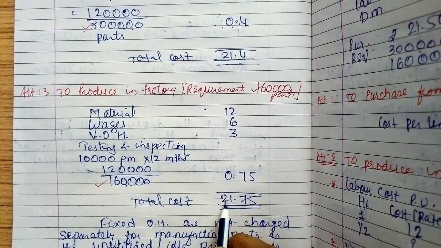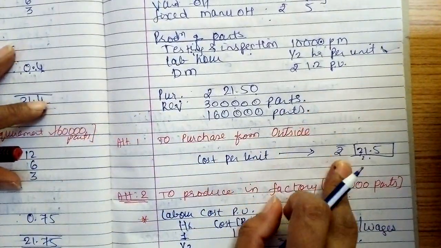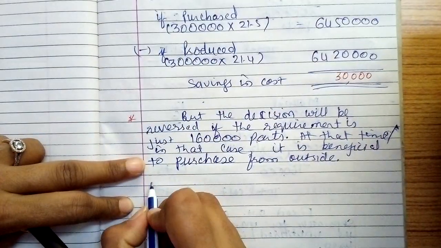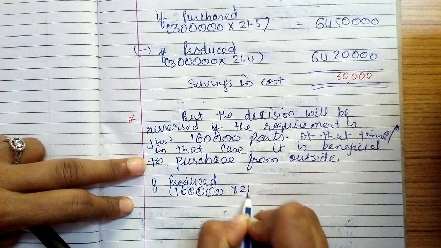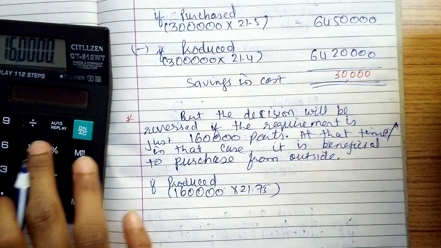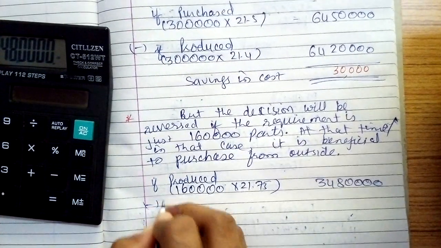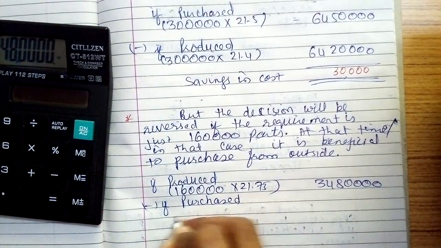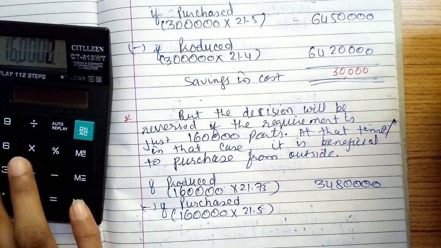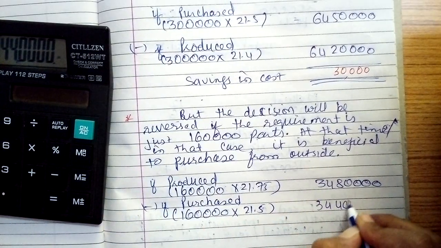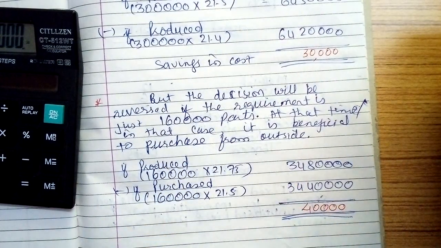Okay, so total cost is 21.75 if we produce in case of 1,60,000 parts, and it is readily available at 21.5. So if produced, 1,60,000 into 21.75, that is 34,80,000, and if purchased, 1,60,000 into 21.5, 34,40,000. So additional savings will be 40,000.